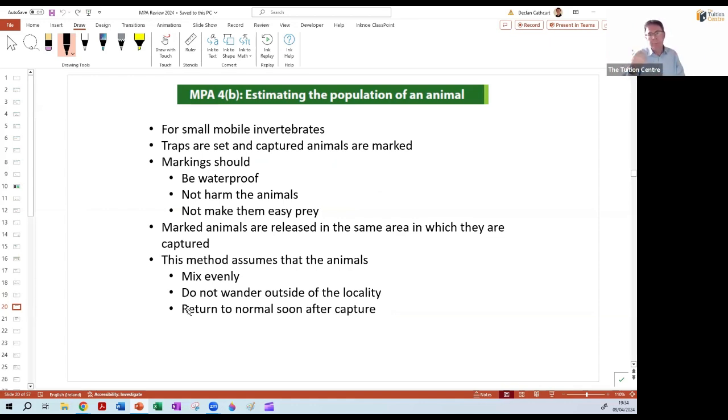Set your pitfall traps. Off you go. Go to bed, come back in the morning, go to your pitfall traps, and you find how many snails you have. Count the number of snails that you captured on day 1. That's day 1. But when you capture them, for each of these snails, you want to mark them.